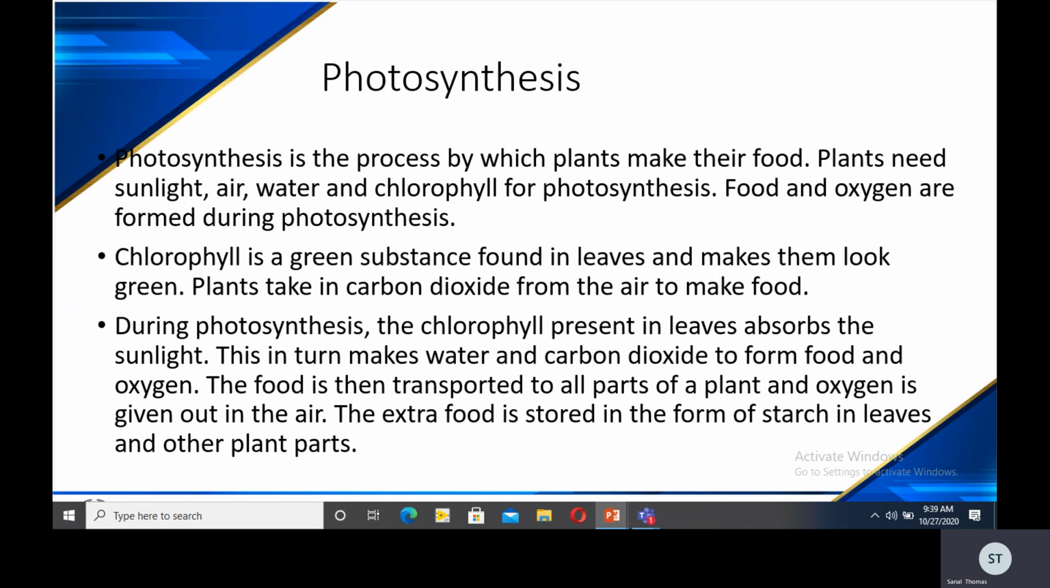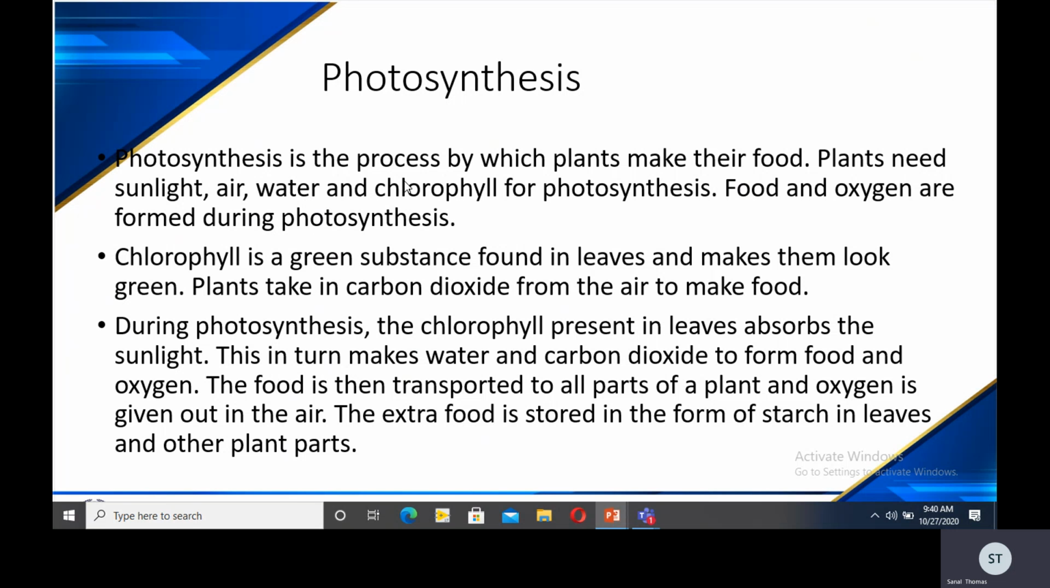So what are the things that plants need? Food in leaves? Yes, plants need water, air and sunlight to make food. The process by which leaves make food is known as photosynthesis. So what is photosynthesis and what do plants need for photosynthesis? That we are going to see.